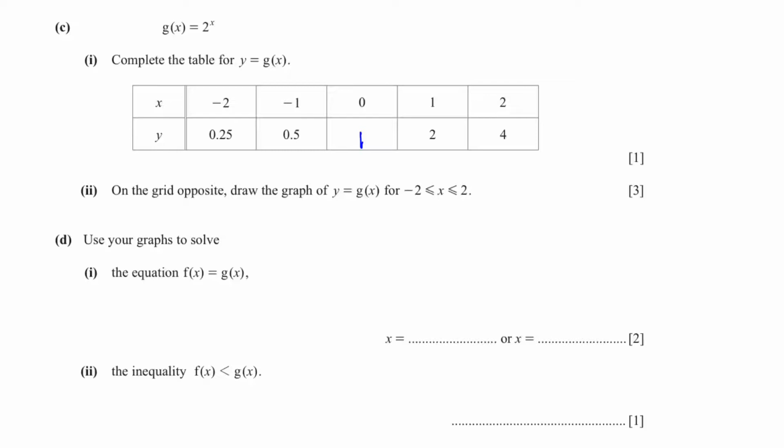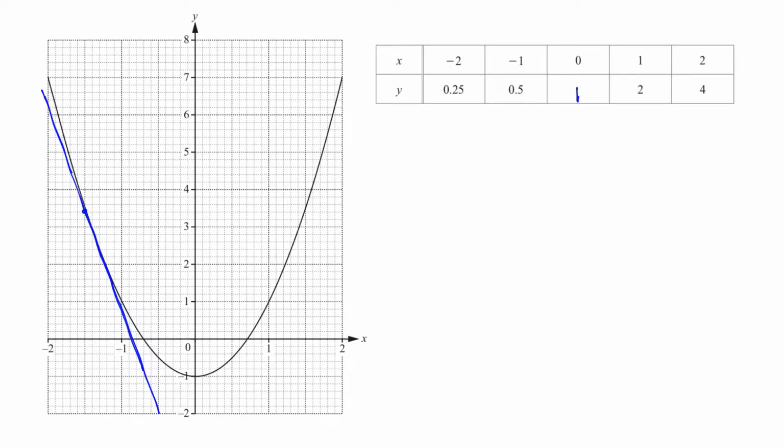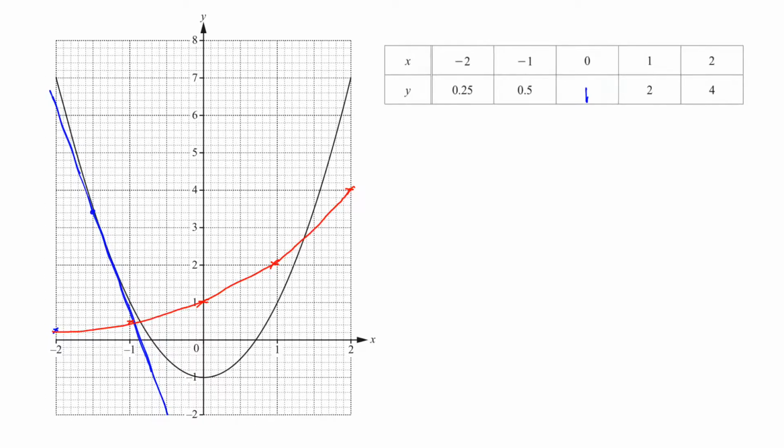When x is negative 2, y is 0.25. Each line here is 0.2, so 0.25 goes here. Negative 1 is 0.5. Use another color, put it somewhere here. Then when x is 0, y is 1. When x is 1, y is 2. When x is 2, y is 4. So now we'll join the points together. So this is how your g of x graph will look.